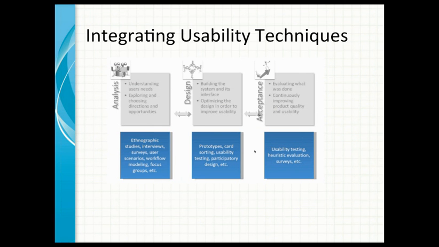And finally, it's acceptance. You do usability testing at the very end. You do heuristic evaluation. You do surveys, etc. You get feedback. Of course, here at Situated Research, when we do our testing, we look for glitches within the software's interface, but we go above and beyond that. We want to look at the overall user experience.